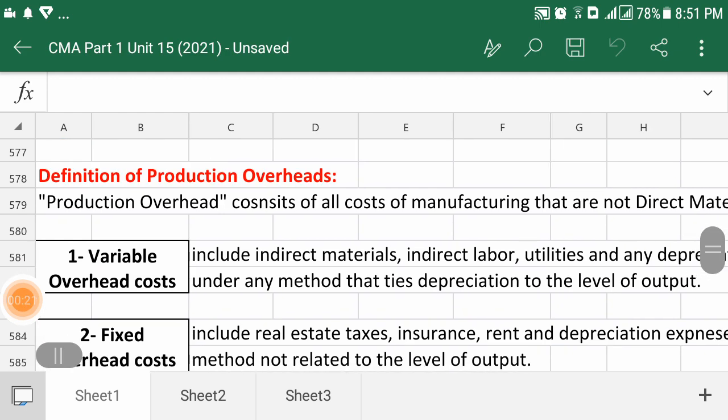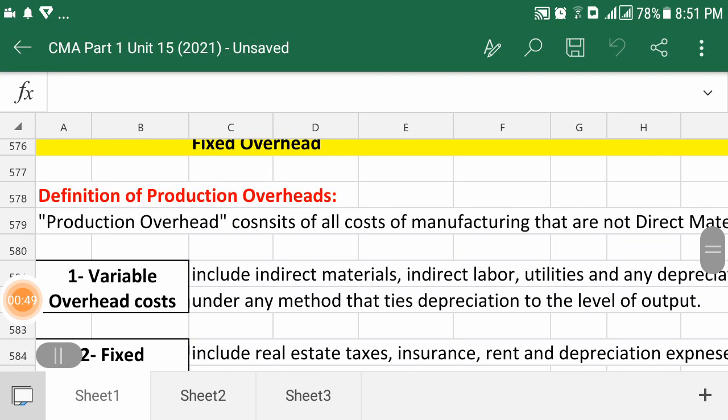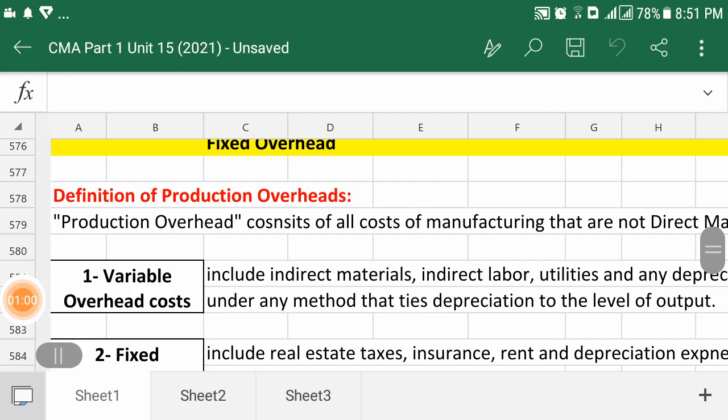First of all, we will study some definitions related to the production department, for variance understanding. Production overhead means all those costs which are indirect, apart from direct material or direct labor, that come in the manufacturing or production area. So production overhead consists of all manufacturing costs that are not direct material or direct labor.